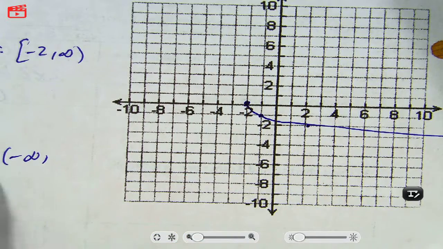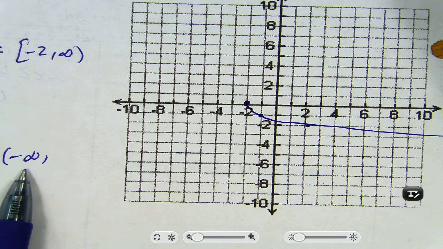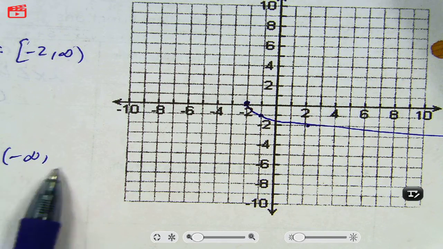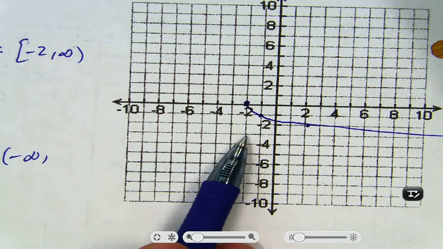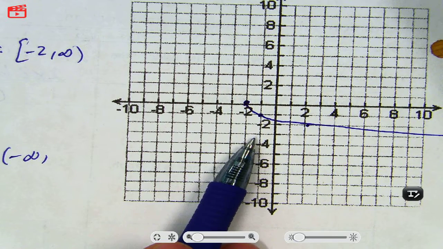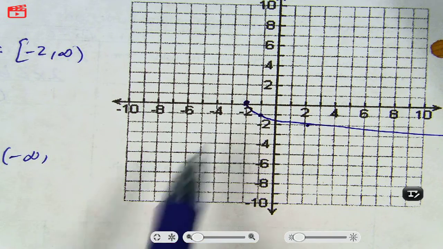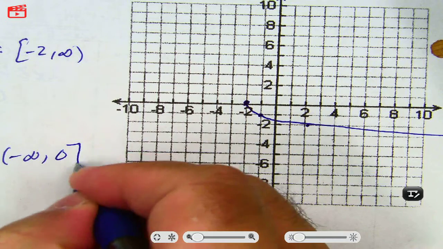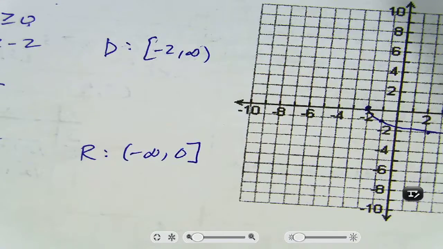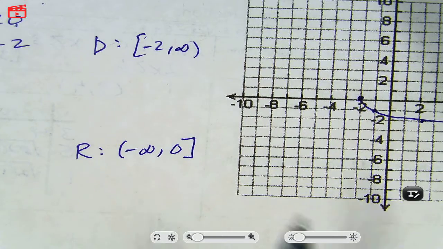So whenever you do range, the first number or expression here is how low will it go? How high will this go? What's the y value there? So don't look at the x value. What's the y value at x equals negative 0? So that's the range. So the range is negative infinity to 0.